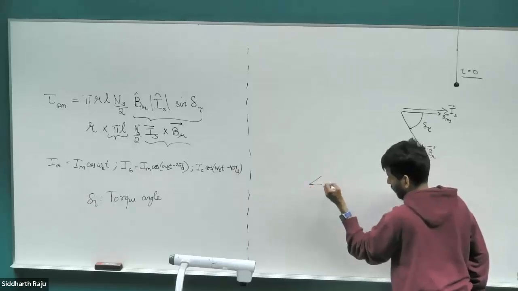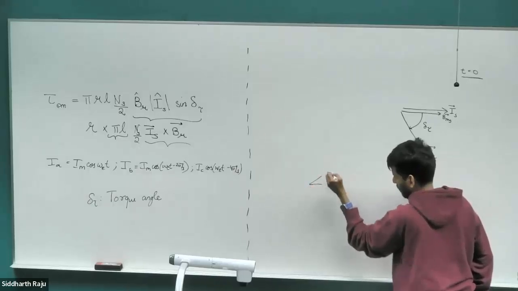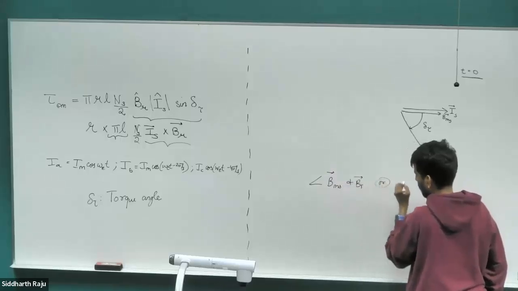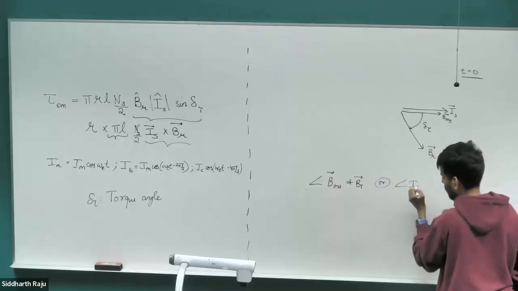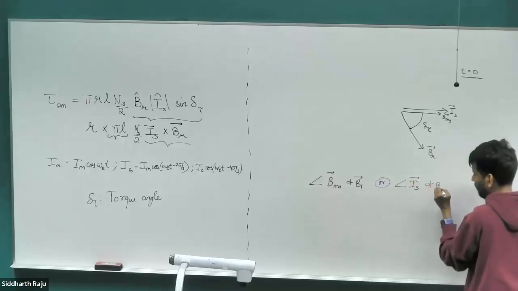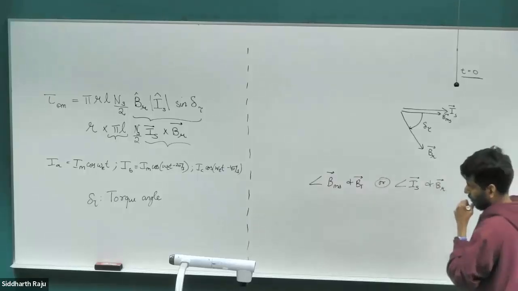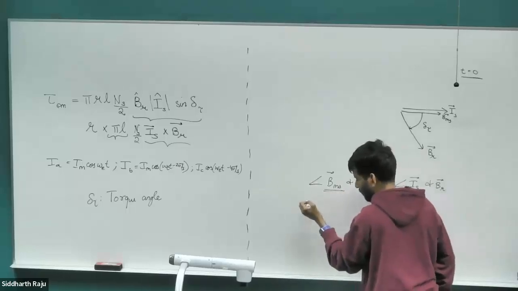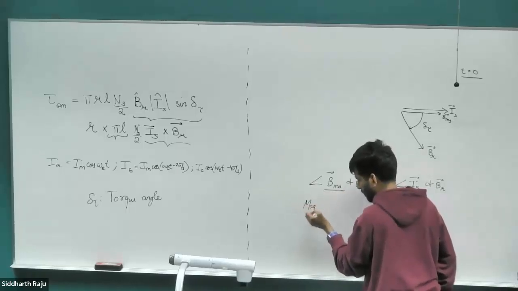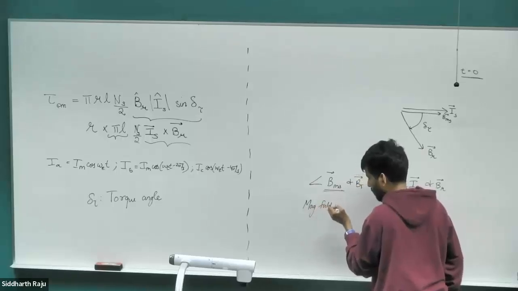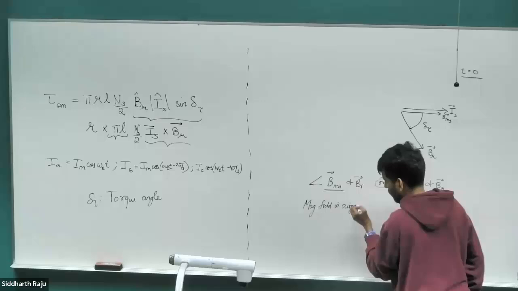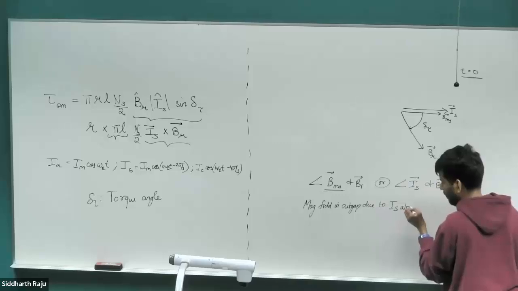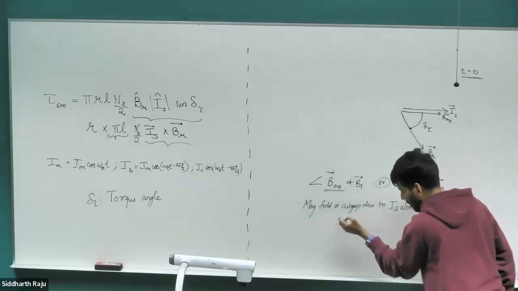Right, so coming back here, delta tau is the torque angle. It's basically the angle between the BMS space vector and the BR space vector, or it is the same as saying the angle between the stator current space vector and the BR space vector. So again, to clarify what the BMS space vector is, this is the magnetic field in the air gap due to IS alone. No contribution from BR.